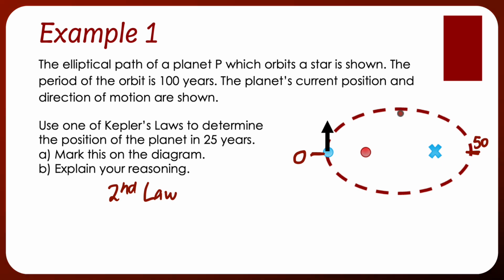And unfortunately, you'd be wrong, because that would assume that it's moving at a constant speed. Now, if you remember, we said one of the consequences of the second law is that it travels faster when it's closer to the star than when it's farther away. That means it's going to be able to travel more than halfway in the first 25 years. So anywhere in this range here would be acceptable. Why? Because it was traveling at a faster speed here and a slower speed here.